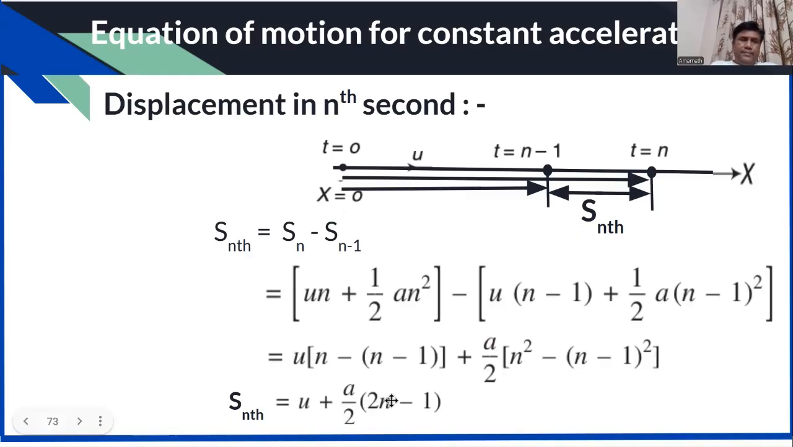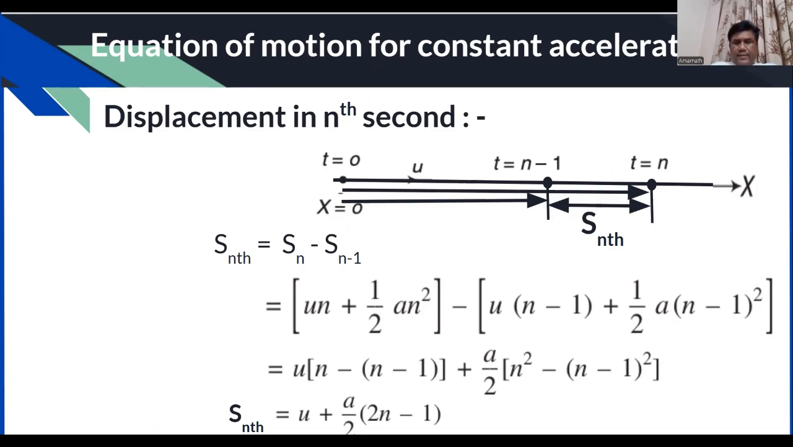And the second part, you can see, here also if you break it, n square will get cancelled. Finally, you are going to get 2n minus 1 only. So this is the final formula actually. This is the formula for displacement in nth second: u plus a upon 2 into 2n minus 1.